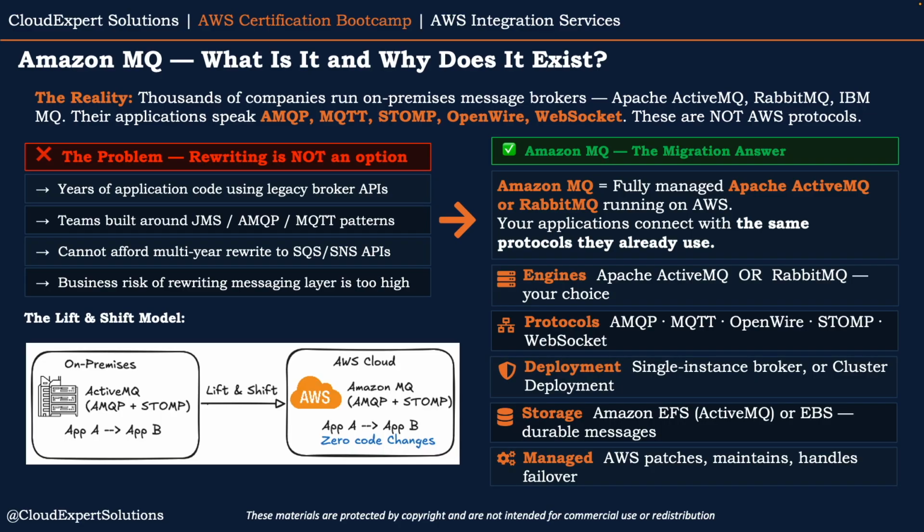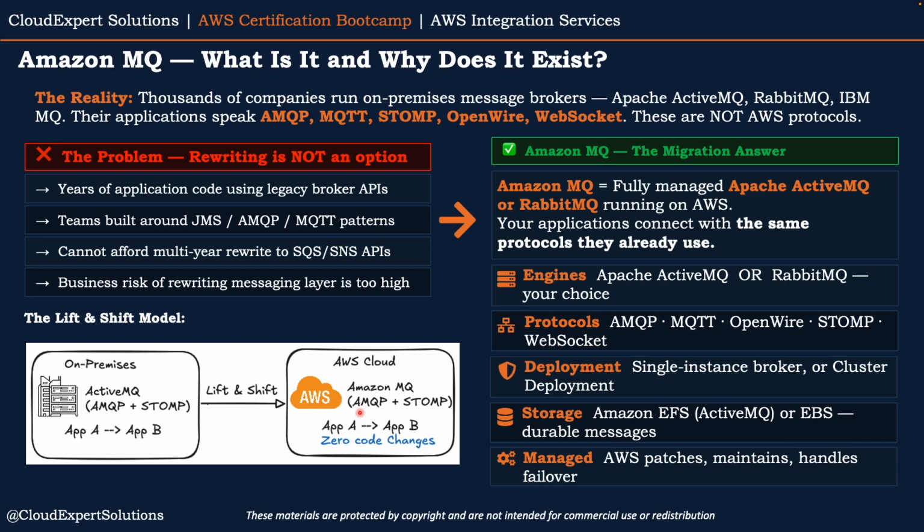Here is the visual that makes the details crystal clear. On premises, application A uses AMQP to talk to ActiveMQ, and application B uses STOMP to consume from it. When you migrate to Amazon MQ, same AMQP, same application B, same STOMP. The broker just runs on AWS infrastructure now instead of your data center hardware.